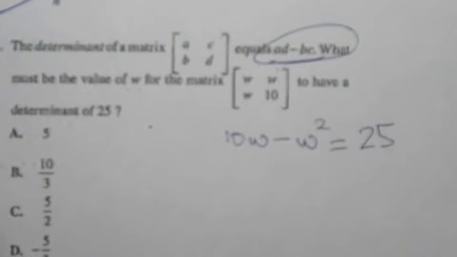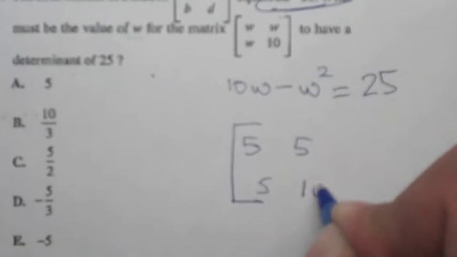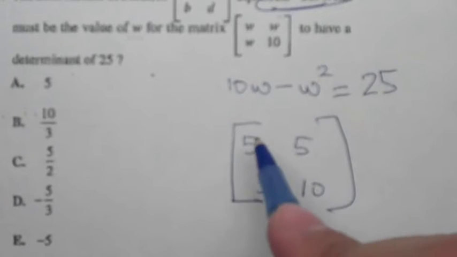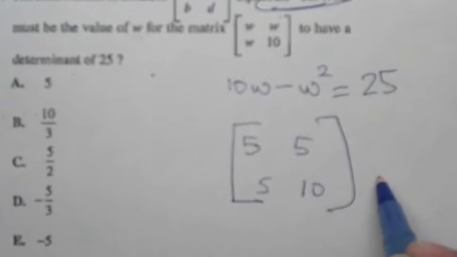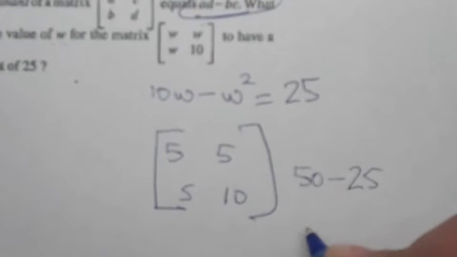On the ACT, when you're pressed for time as is, honestly, the best approach here is just plug in the numbers, guess and check. This is the values for w. Put it in here and see what ends up happening. So for example, if w was 5, I would end up with 5, 5, 5, 10. If I find my determinant here, I do this times this, so I get 50 minus this times this, that's 25. And that's my answer, actually. I ended up getting lucky. I got it on the first try.